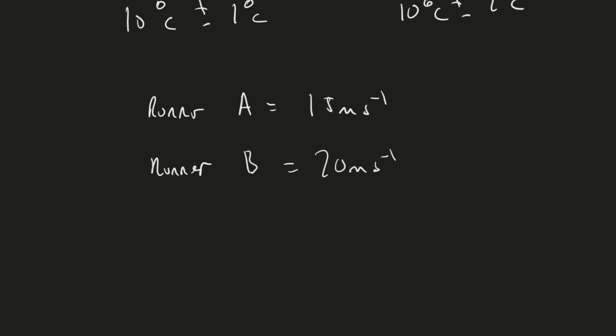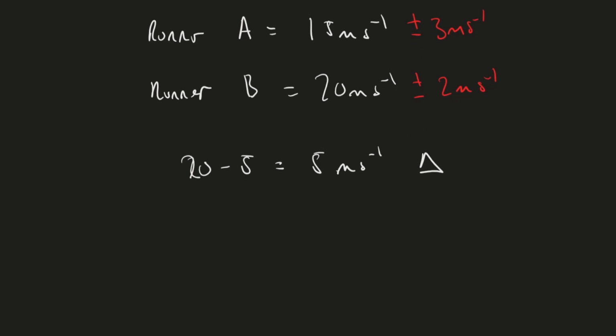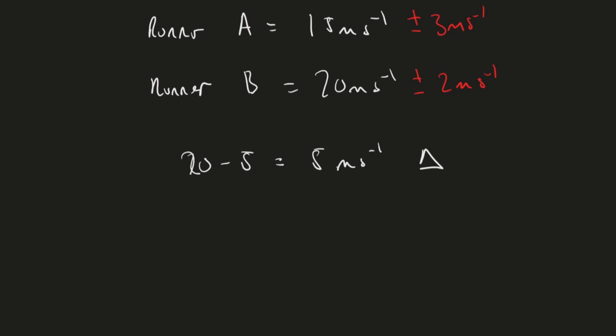For runner A, we use a certain speed gun, and it's got an uncertainty of plus minus 3 meters per second. For runner B, we've got an uncertainty of plus minus 2 meters per second. We used 2 different speed guns to measure it, which is why we've got 2 different uncertainties. Now, if you want to work out the difference in speeds, we do 20 minus 15, and we'd get a measurement of 5 meters per second. That's the delta, the difference between these 2 runners. However, we need to take into account the uncertainties.